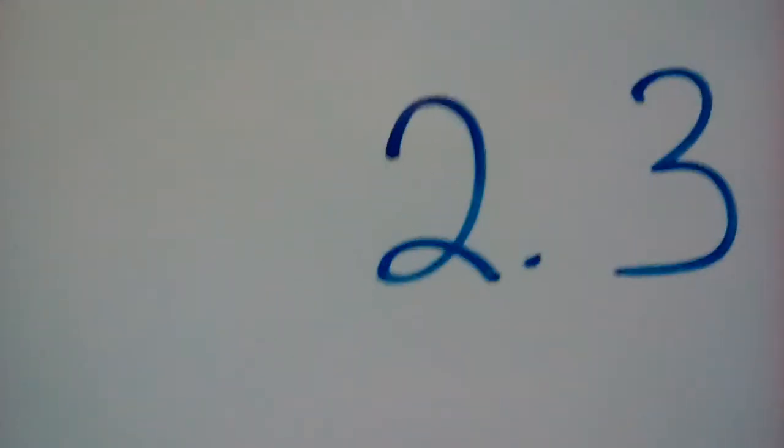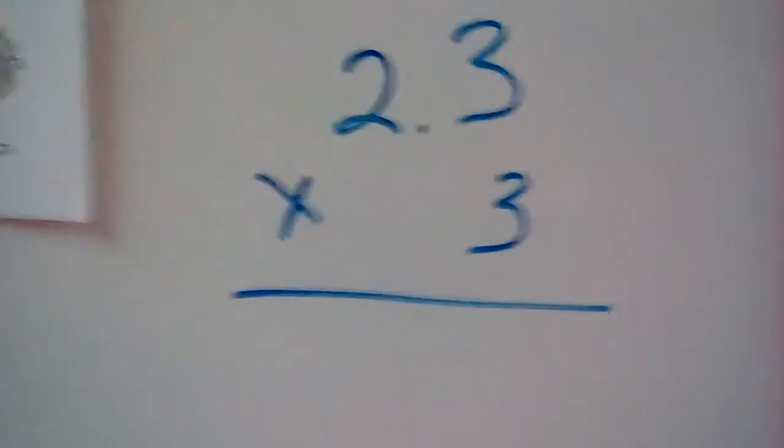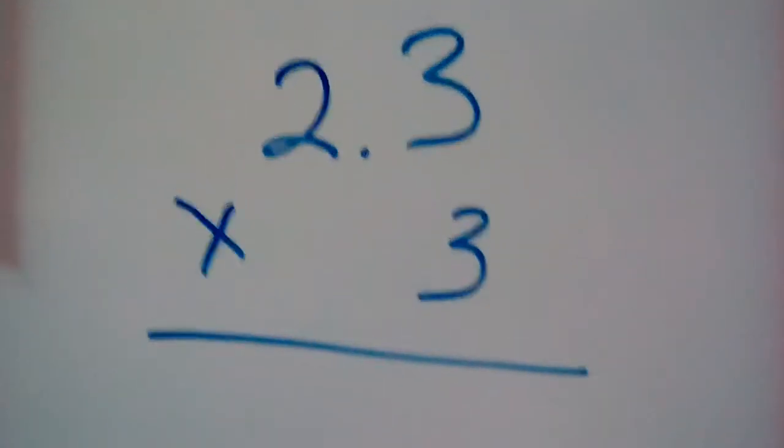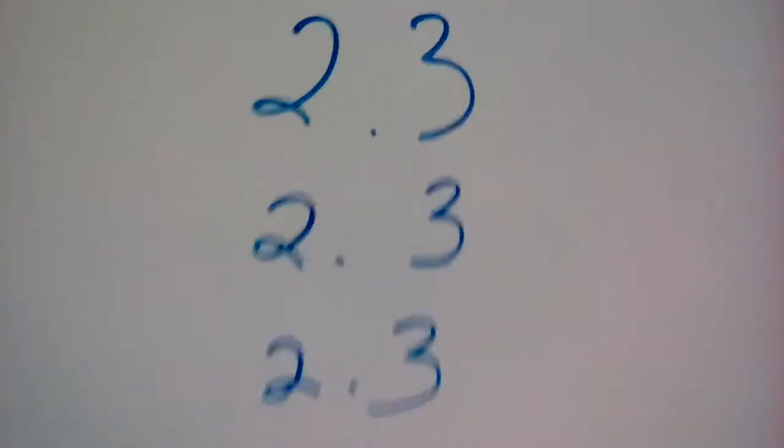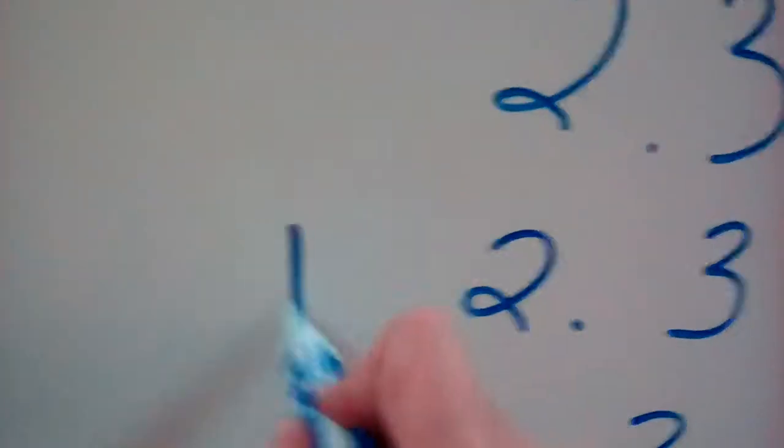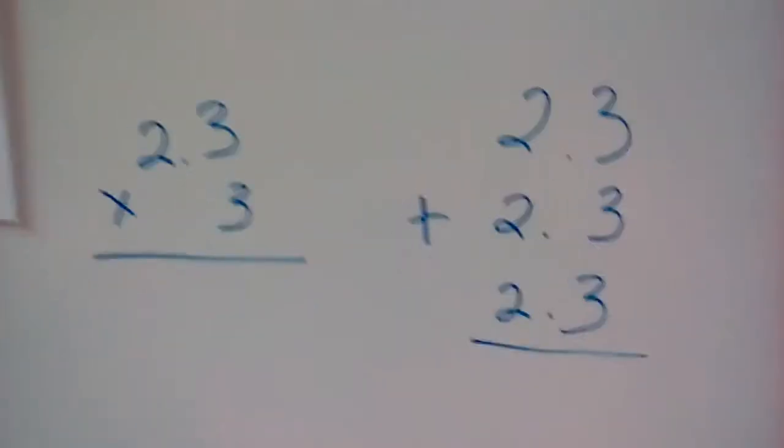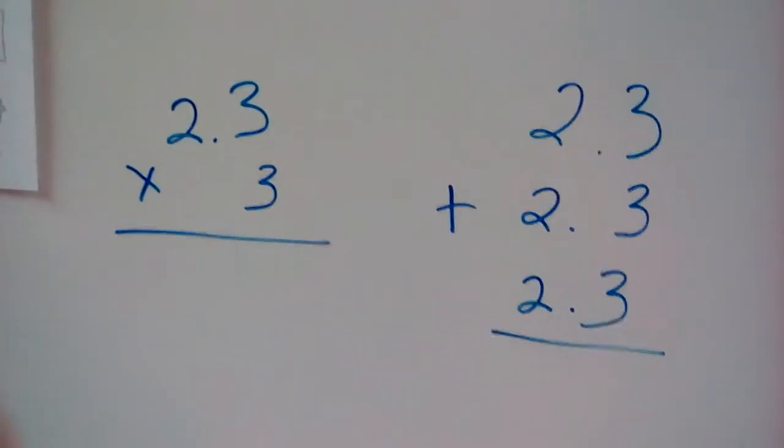So let's say 2.3 right here, and we're going to multiply it by 3. So I have 2.3 and I multiplied it 3 times. This is basically saying that I have 3 groups of 2.3. If I were to add that, I'd have 2.3, there's one group, plus another group of 2.3, plus another group of 2.3. So there's my 3 groups of 2.3, and I add them together because this means the same exact thing. Multiplication is just repeated addition.